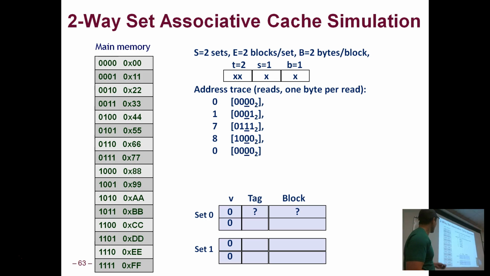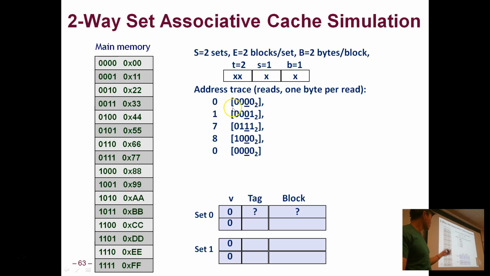Okay, so let's go back to our original example, and we're going to simulate a two-way set associative cache, using this 16-byte main memory. So there are 4 bits for the address. The block size is 2 bytes, so each one of these blocks has 2 bytes in it. The number of bits required to identify which byte you're interested in is 1, since log base 2 of 2 is 1. And because you have 2 sets, the number of set bits that you would need is also 1.